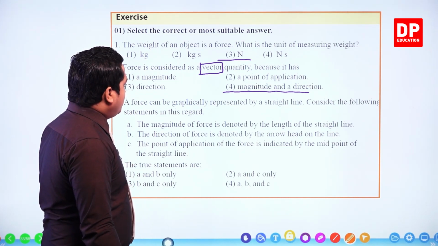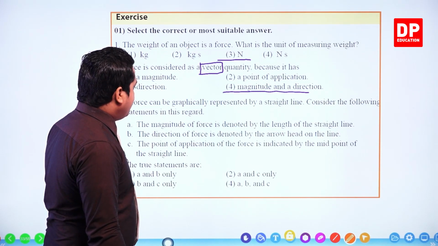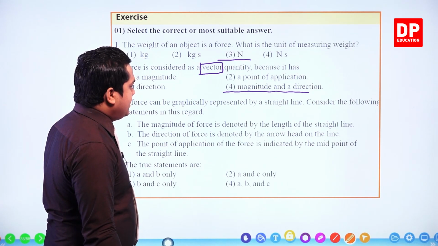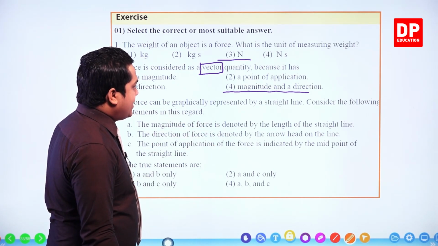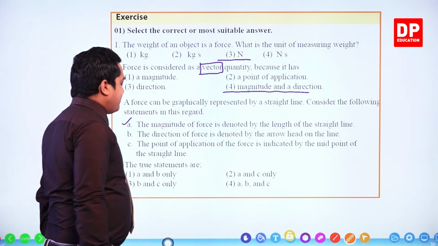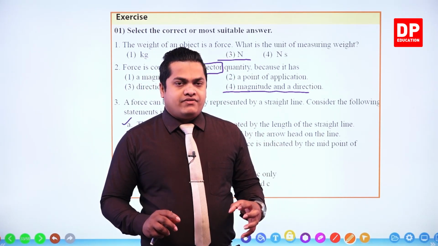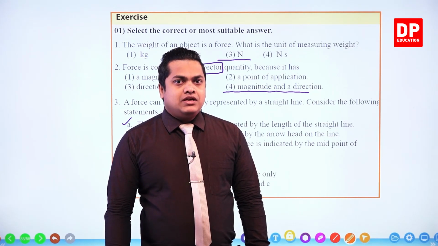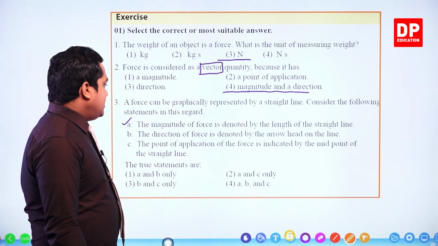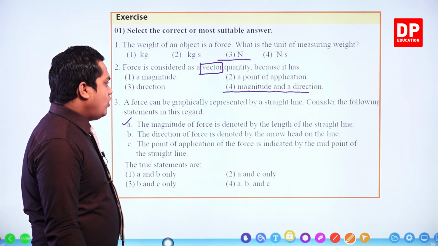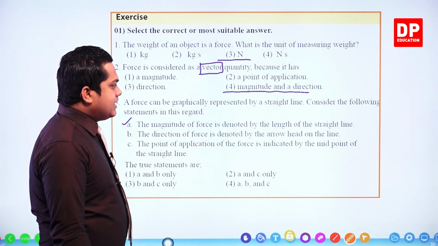Question number three. A force can be graphically represented by a straight line. Consider the following statements in this regard. The magnitude of force is denoted by the length of the straight line. That is absolutely correct, my dear children. During the graphical representation of a force, we use the length of the straight line to represent the amount or the magnitude of the force. In the second statement, the direction of force is denoted by the arrowhead on the line. Yes, that is also correct.